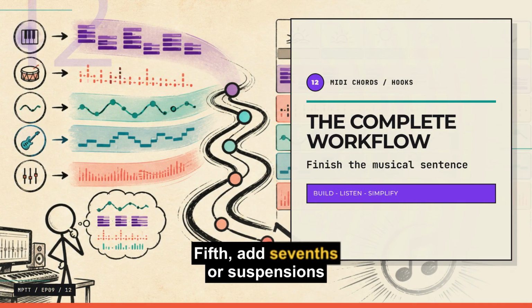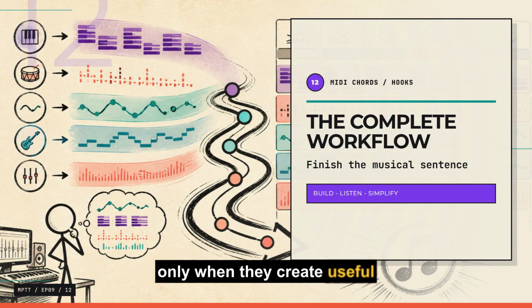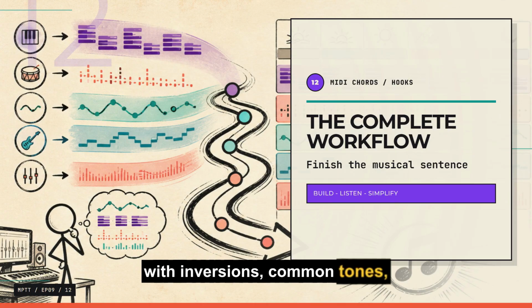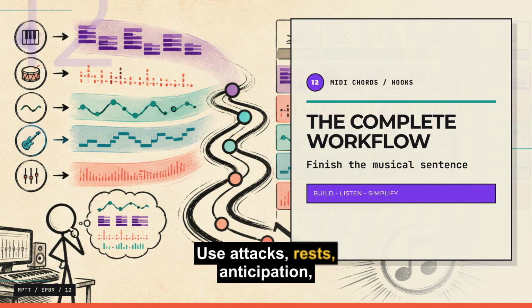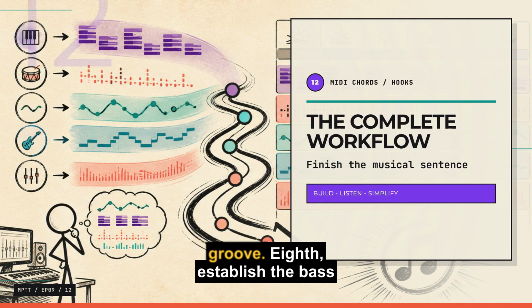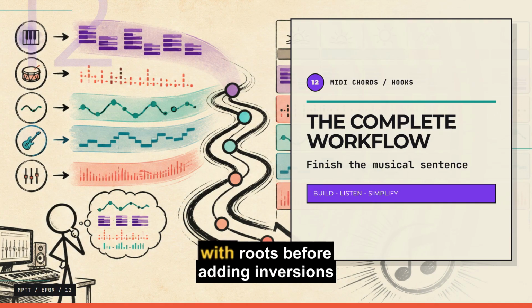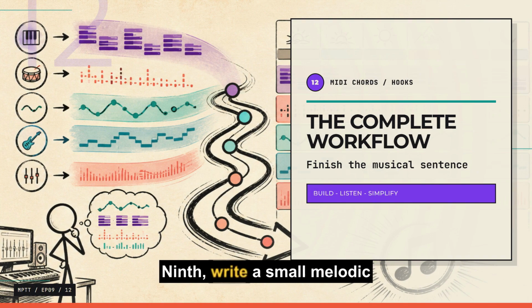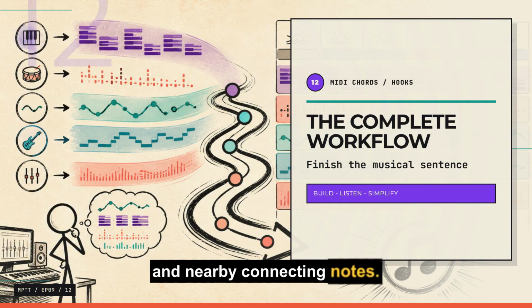Fifth, add sevenths or suspensions only when they create useful color. Sixth, improve the connection with inversions, common tones, and intentional voice leading. Seventh, write harmonic rhythm. Use attacks, rests, anticipation, and note length to make the chords participate in the groove. Eighth, establish the bass with roots before adding inversions or approach notes. Ninth, write a small melodic motif using stable chord tones and nearby connecting notes.